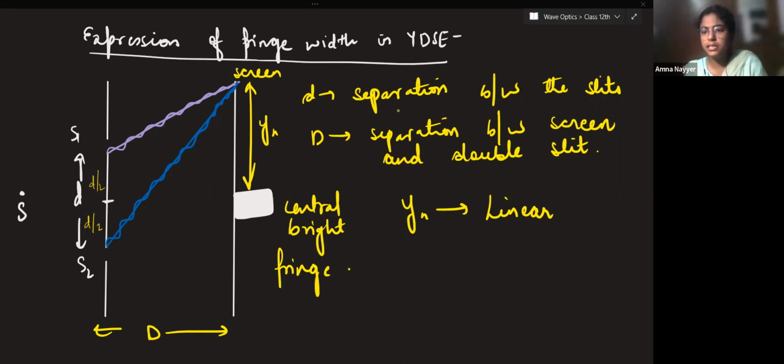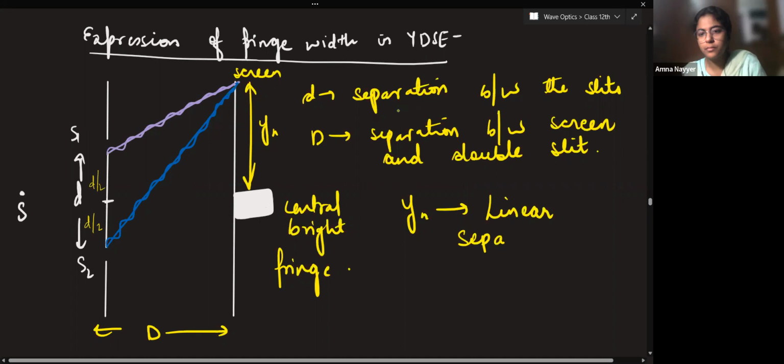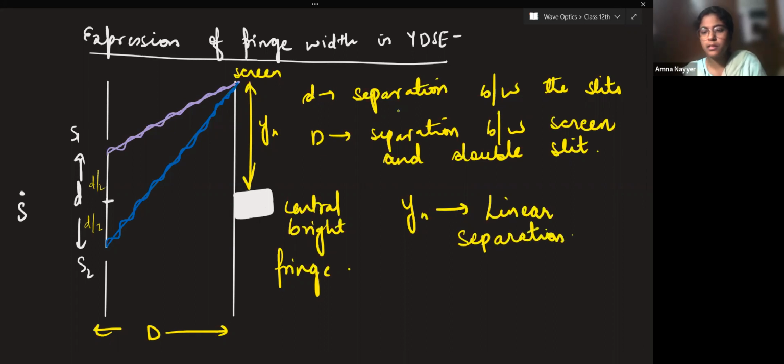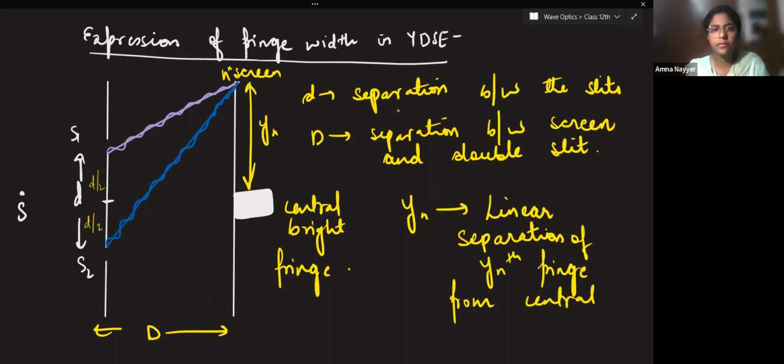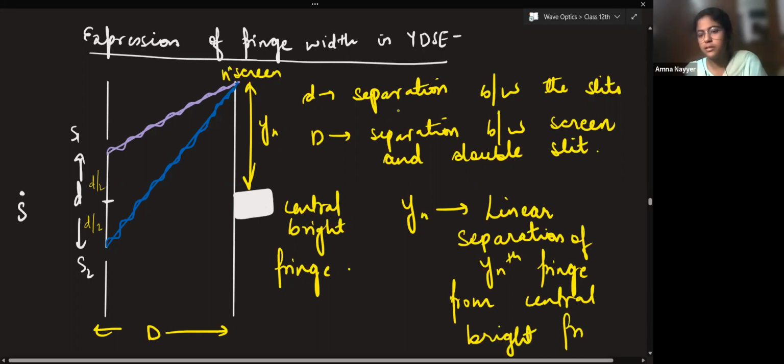So this is the linear separation of some nth fringe. We do not know which one it is, first, second, and so on. Which fringe has been formed at this distance? Some nth fringe. We are just trying to find the linear separation yn of the nth fringe from the central bright fringe.